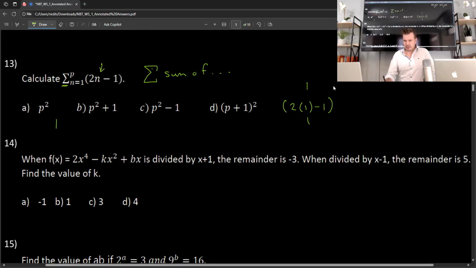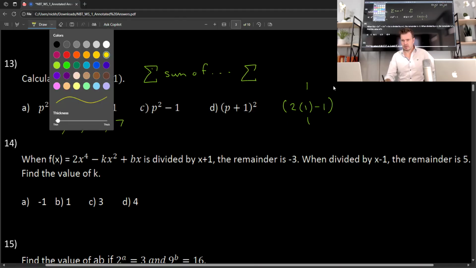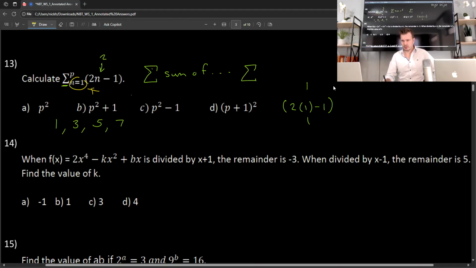If I replace n with a 2, I get 2 times 2, which is 4 minus 1 is 3. And what we know is 2 times n gives us an indication that we're adding 2 each time, right? So 2 times 3 would be 6. And so what we notice is we get 1, 3, 5, 7, and we have an arithmetic sequence. And we want the sum of the arithmetic sequence.